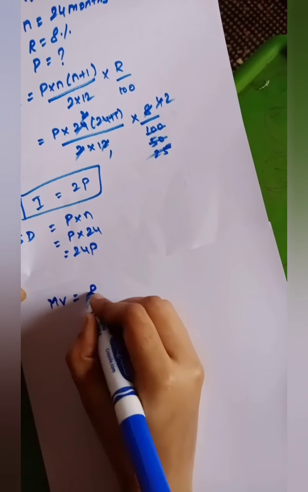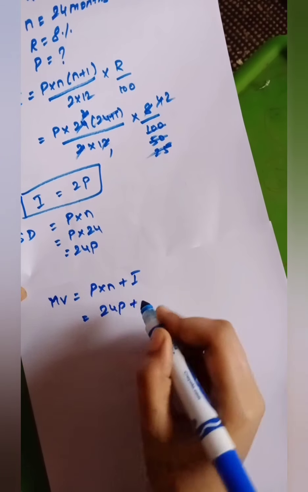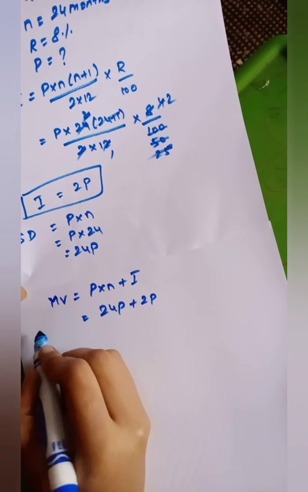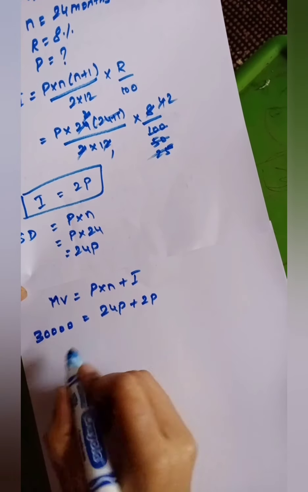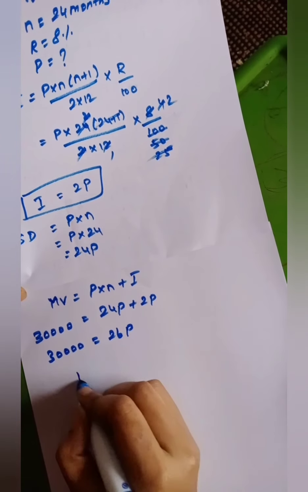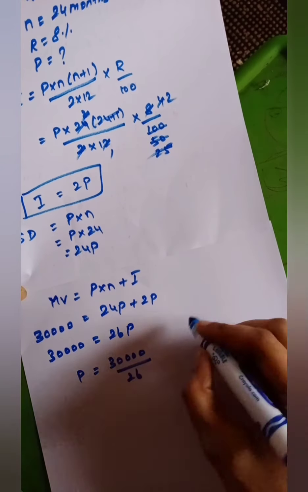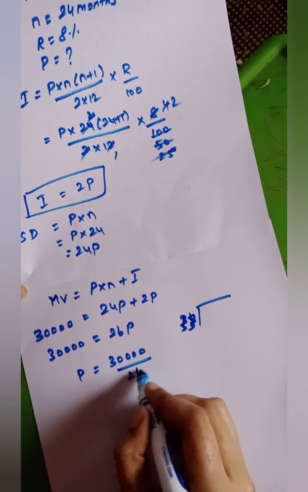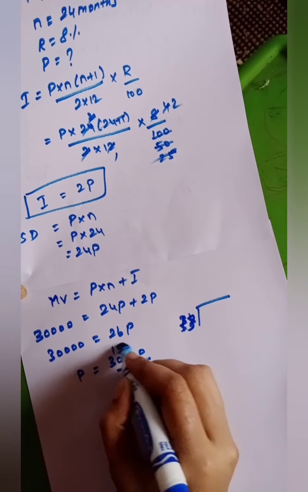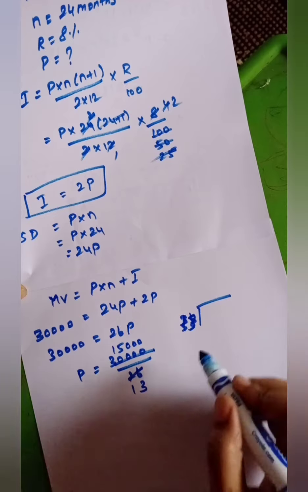We will go with the maturity value formula. MV equal to p into n plus I. P into n we already found, and I also found 2p. Maturity value is given in the sum, that is 30,000. So 30,000 equal to 26p. So p equal to 30,000 divided by 26. Cancel this number with 2 table. 2 ones are 2, 2 3s are 6, 2 15,000s are 30,000. Now divide this number with 13.